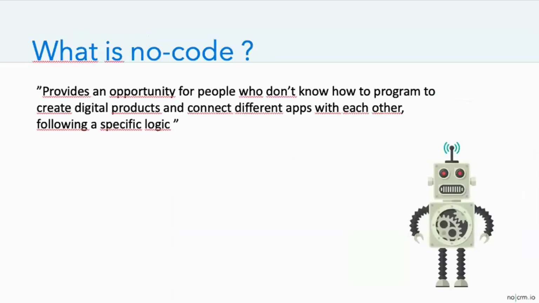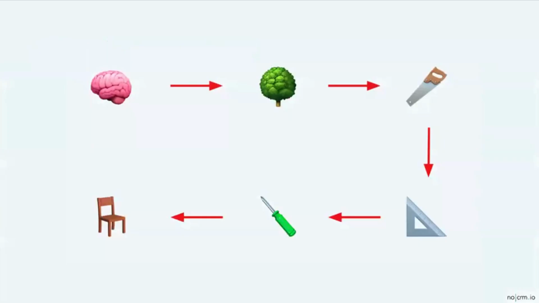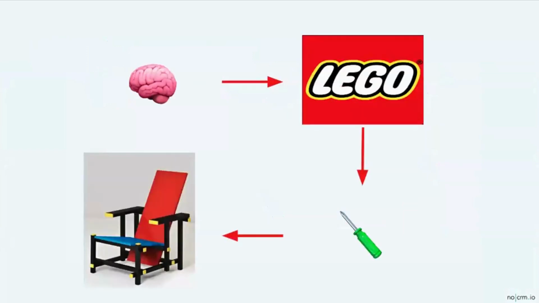Jumping into what this webinar is actually about: no code. So what exactly is no code? No code provides an opportunity for people or companies who don't know how to code, don't know any programming languages, to create digital products or even connect different applications that they're using with each other, following a business logic. To further simplify it, let's say you want to get a chair. If you're using coding, you would need to buy the wood, chop it, get the measurements right, put everything together, and then you have yourself a chair. Whereas with no code, it's like getting a Lego set. You drag and drop all the components and get your finished product.